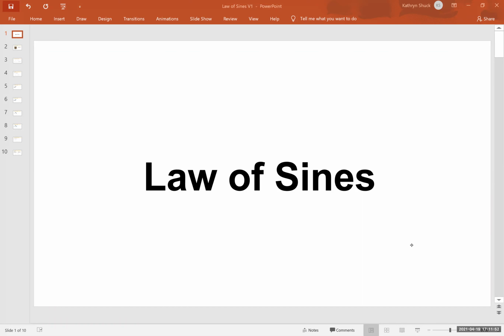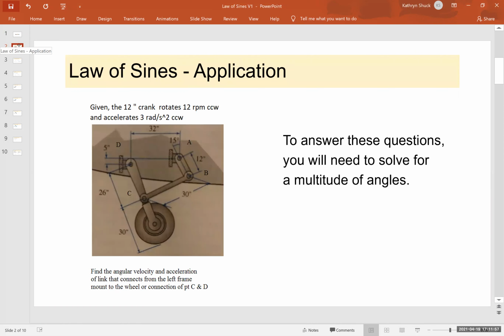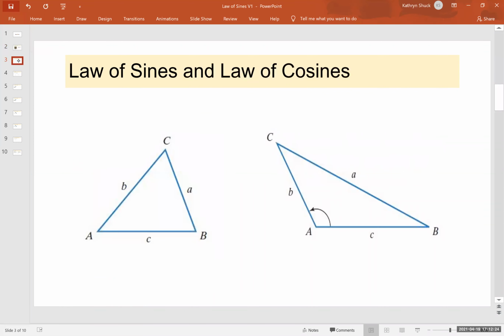In this video, we're going to talk about the law of sines. In engineering, there are going to be many occasions when you will need to find the measures of angles. For instance, in this problem to the left of the screen, this came from a CCM dynamics class. You're being asked to find the angular velocity and acceleration of a link in this mechanism. Now, to find the answer to those two questions, you end up having to solve for a multitude of different angles just to answer those two questions. So that's why we're going to be talking about the law of sines today.